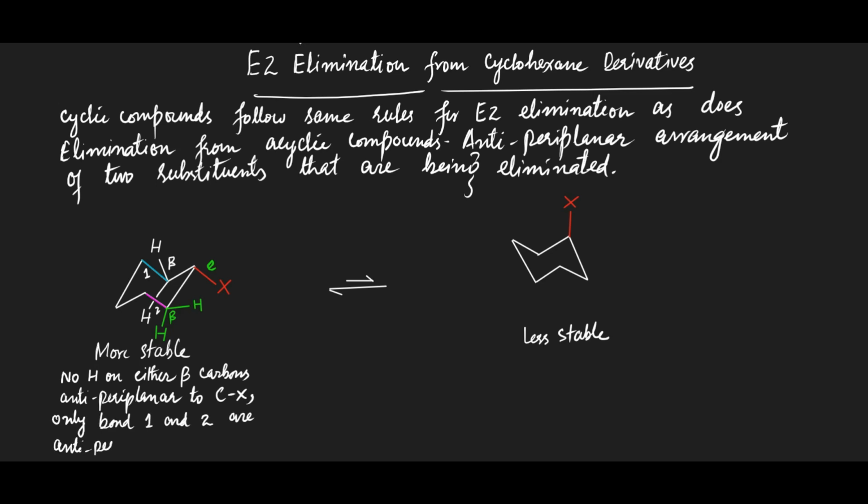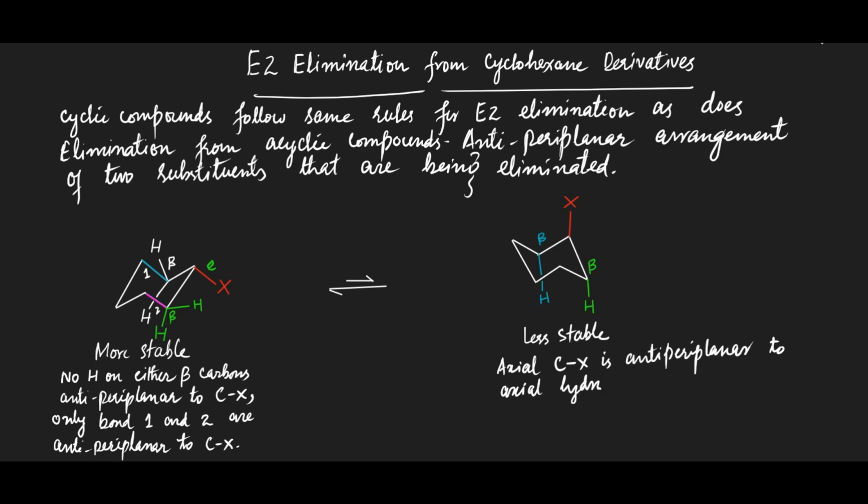Only C-C bonds denoted as 1 and 2 are anti-periplanar to the C-X bond. But these C-C bonds can't be removed by base. Thus, E2 elimination is not possible in this conformation though it is more stable. However, in this less stable conformation, axial C-X is anti-periplanar to axial hydrogens on either beta carbon. Thus, E2 elimination is possible through this less stable conformation.